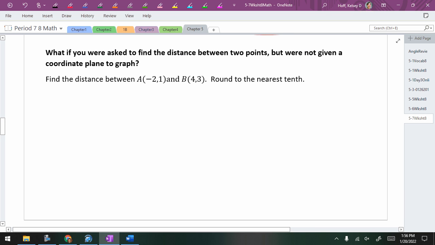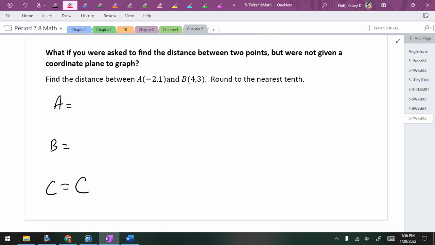Find the distance between A, which is -2, 1, and B, which is 4, 3, and round to the nearest 10th. We're going to deal with the Pythagorean theorem, so we know we're going to have A, B, and C. And we're going to find C, which is the hypotenuse. For A, let's use the difference or subtraction of our x coordinates. So I would write -2 minus 4. -6. But really, when we're talking distance, can you have a negative distance? So really, there's just 6. If we were going to graph that, there would be 6 between the x's.